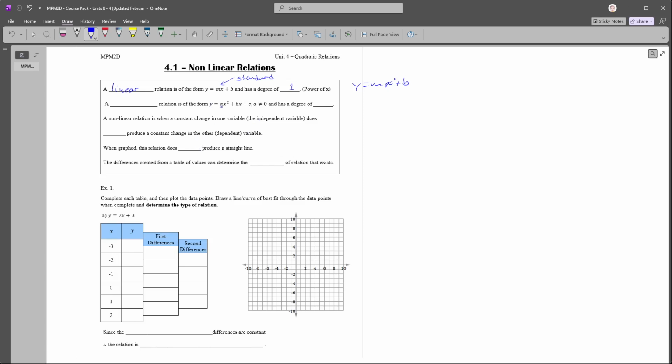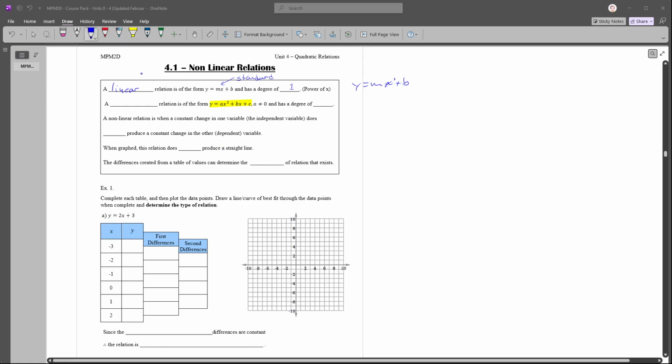Now we've seen this equation before. Let's take our little highlighter here. We've seen this equation before. Y is equal to ax squared plus bx plus c. We saw this in Unit 5 when we were discussing factoring and all those kinds of things. Why is this not letting me go here? There we go. All right.